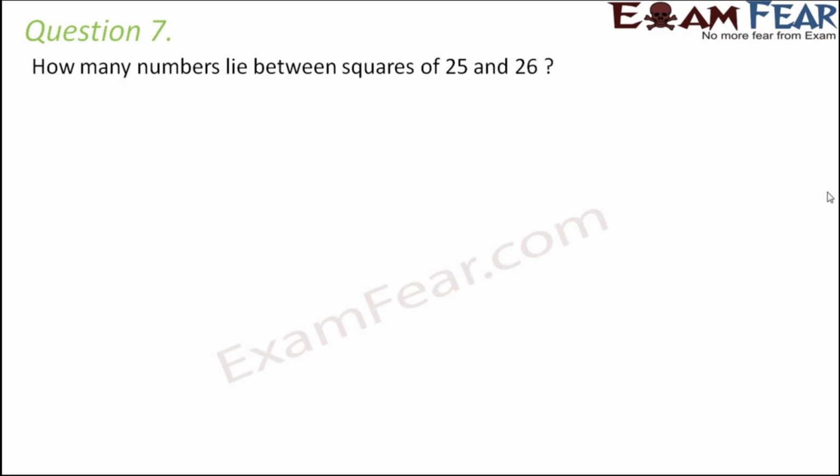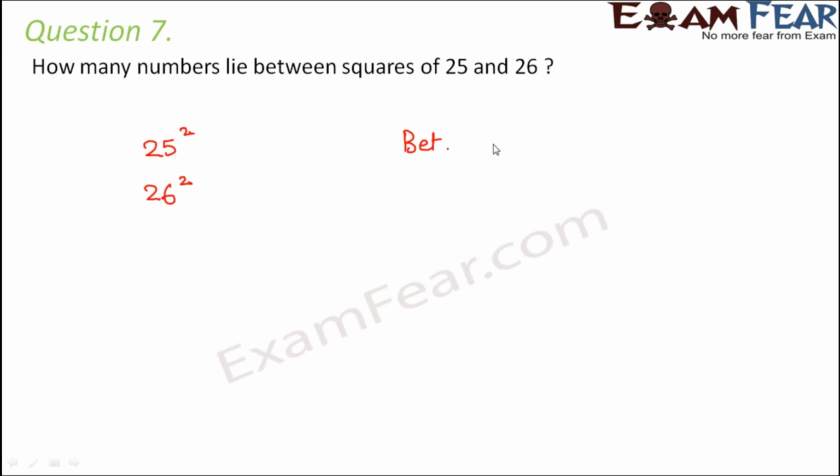Question number 7. How many numbers lie between squares of 25 and 26? So square of 25 and square of 26. Now it is extremely tedious to find out the actual value of 25 square and 26 square, and we really do not need to do that also. What we have learnt is between the squares of two consecutive numbers there exist many non-perfect squares. So there will exist many such numbers which are not perfect squares between 25 square and 26 square, and there are some specific number of such numbers existing between two consecutive squares. So how many numbers exist?